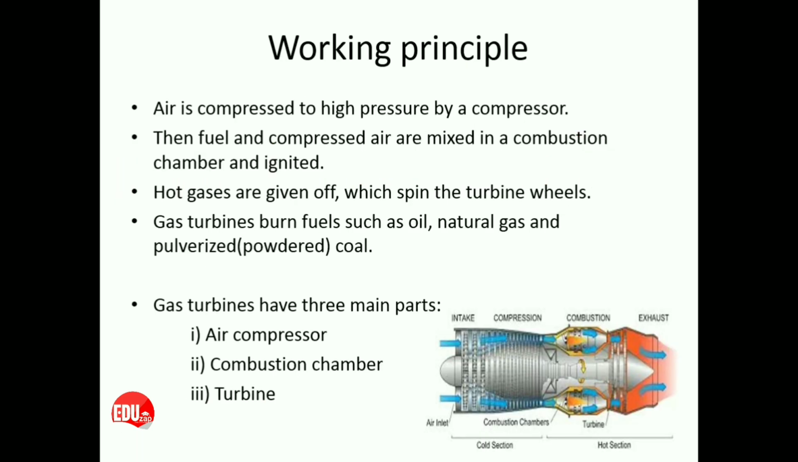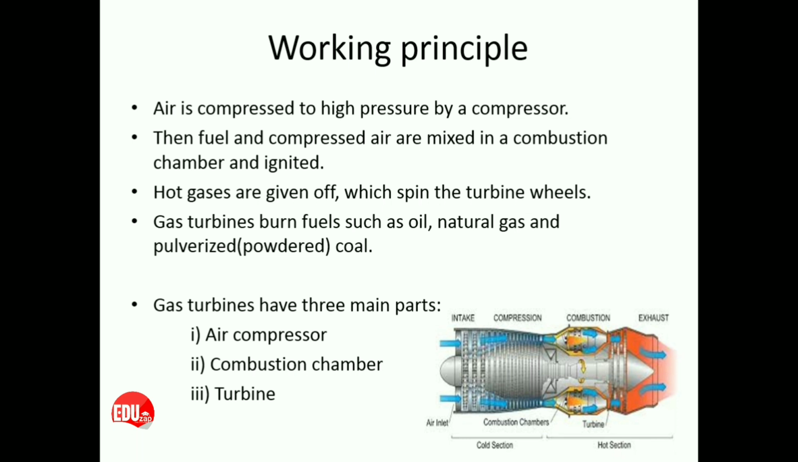Moving to the working principle of a gas turbine. First of all, air is compressed to a high pressure by a compressor. Then fuel and compressed air are mixed in a combustion chamber and it is ignited. The hot gases then escape and spin the turbine wheels. The hot gases are given to the turbine wheels and it will give work output. Now the gas turbine burns fuel such as oil, natural gas and pulverized coal.